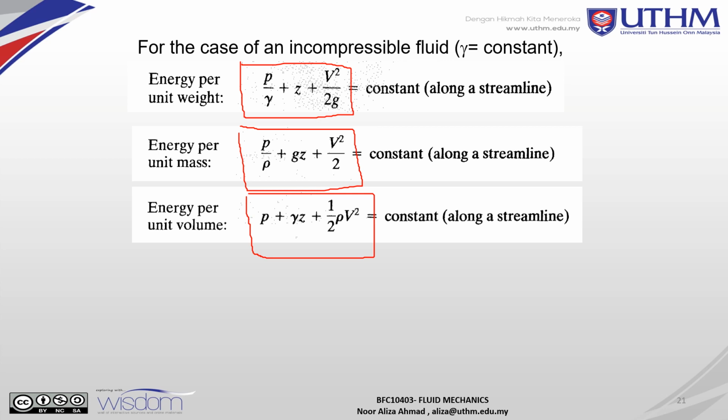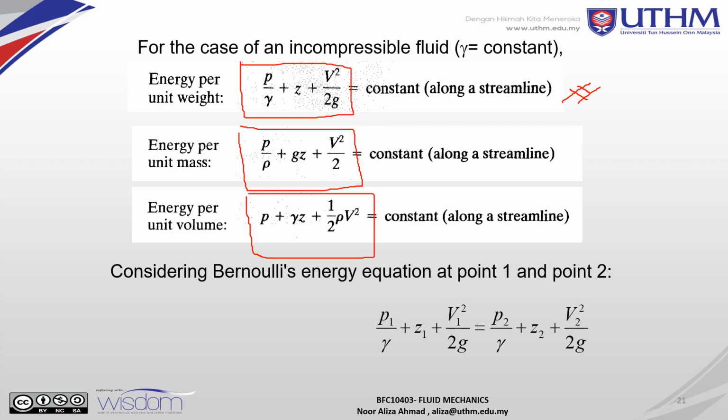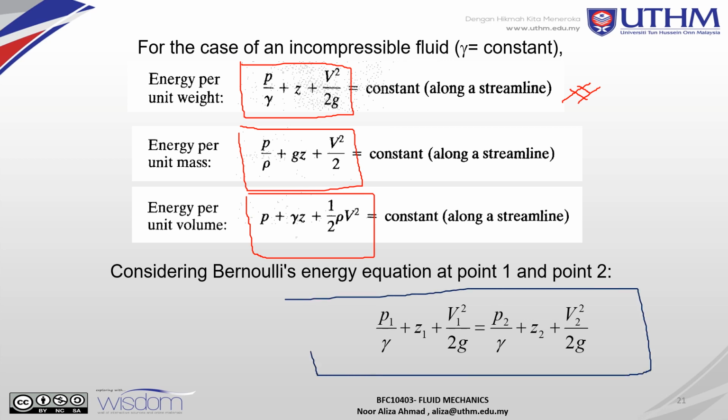But the equation that we usually use is this equation, energy per unit weight. Considering Bernoulli's equation from point 1 to point 2, you must use these equations. This is called the Bernoulli equation when the flow goes from point 1 to point 2. Remember these equations. But in your exams, this equation will be given, so no need to worry.